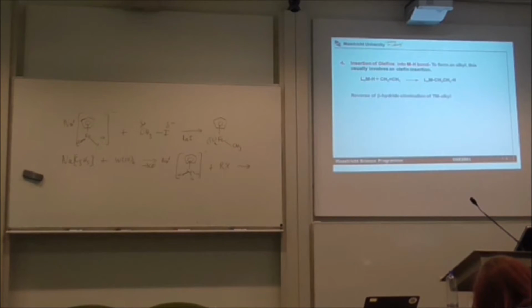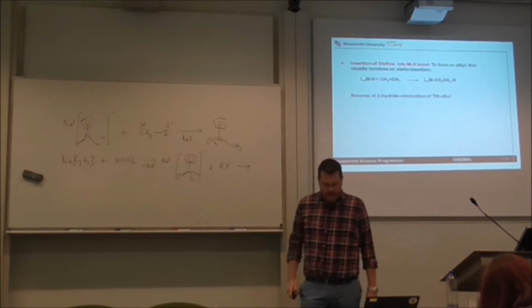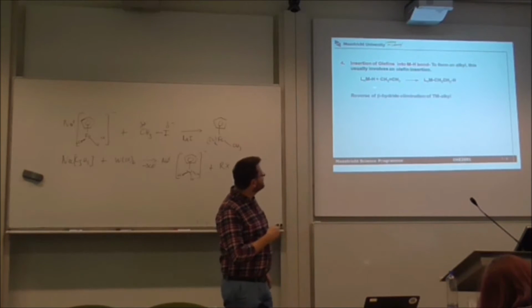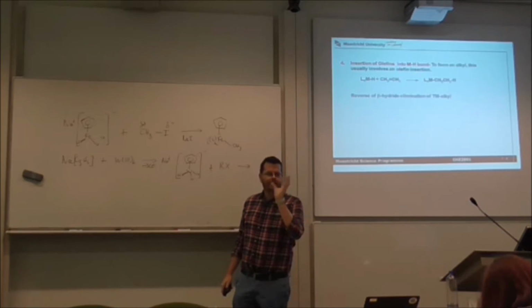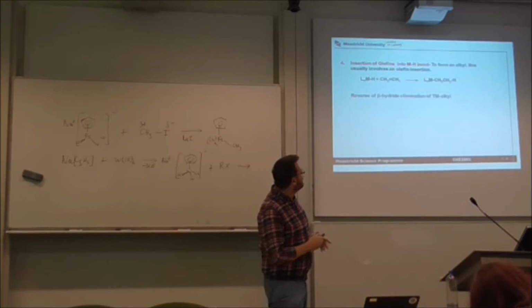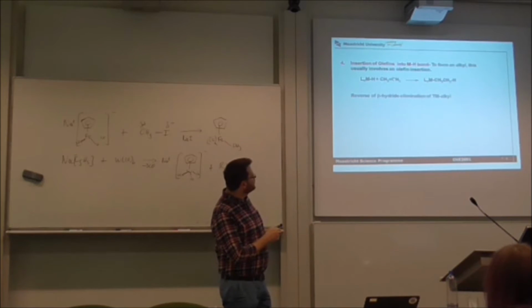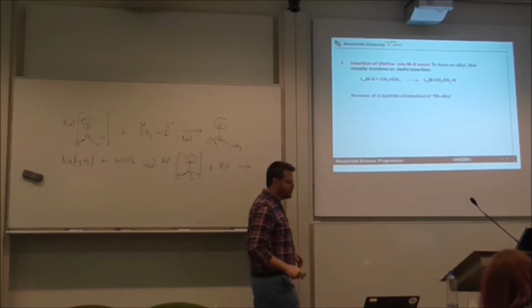Okay. Next example is insertion of alkenes, olefins, into metal hydride bonds. So if we have a complex that bears a transition metal hydride, what actually happens, it's a beautiful reaction. The alkene coordinates to the metal in the first step, and it inserts into the metal hydrogen bond, and what you get is an alkyl. That's an alkene insertion reaction.